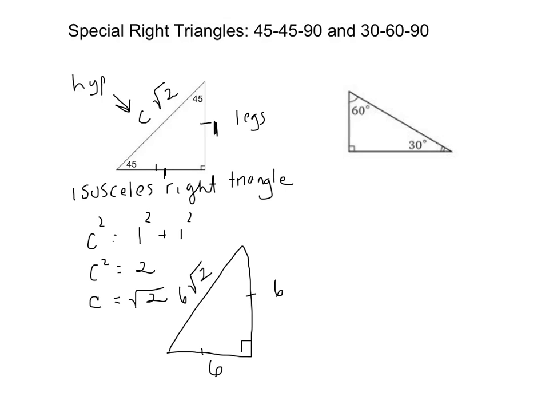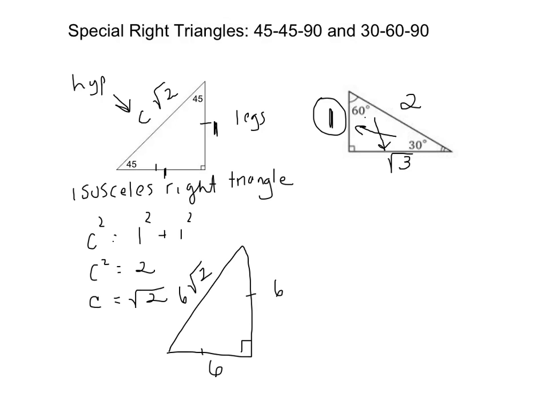The other one is the 30, 60, 90 triangle. Once again, 30 plus 60 plus 90 is 180. This is a special triangle, and it also has a special relationship. The leg opposite the 30 degree angle is 1. Then the side opposite the 60 is going to be that side times the square root of 3. The hypotenuse of a 30, 60, 90 triangle is double the length of the side across from the 30. So 2, 1, square root of 3, and the square root of 3 is across from the 60. And you should know this.